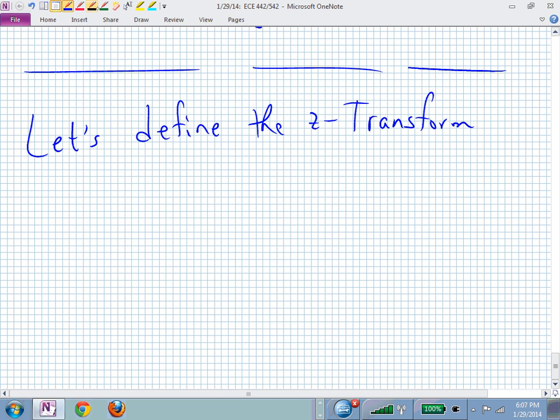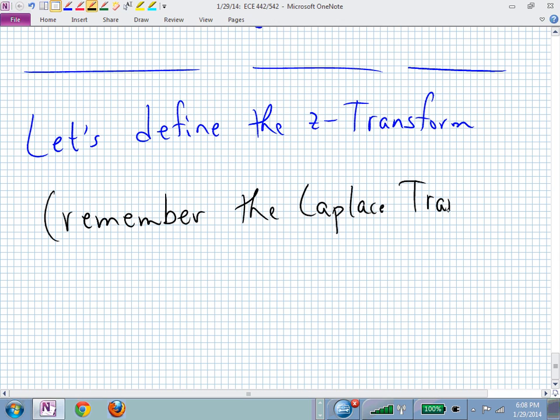And before we do that, let's remind ourselves of what I hope we've already been comfortable with, which is the Laplace transform. What's the one-sided Laplace transform in terms of a generic continuous time waveform, little x of t? Do you remember what that equation looks like?